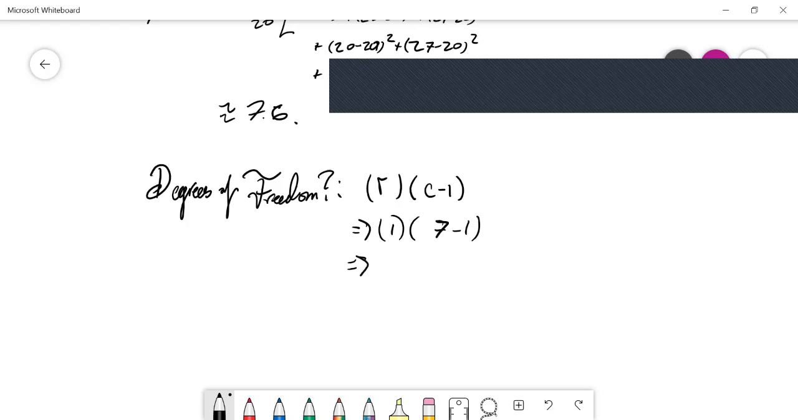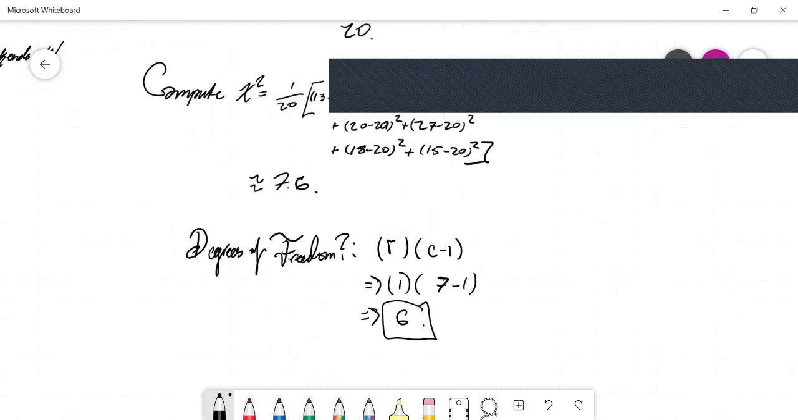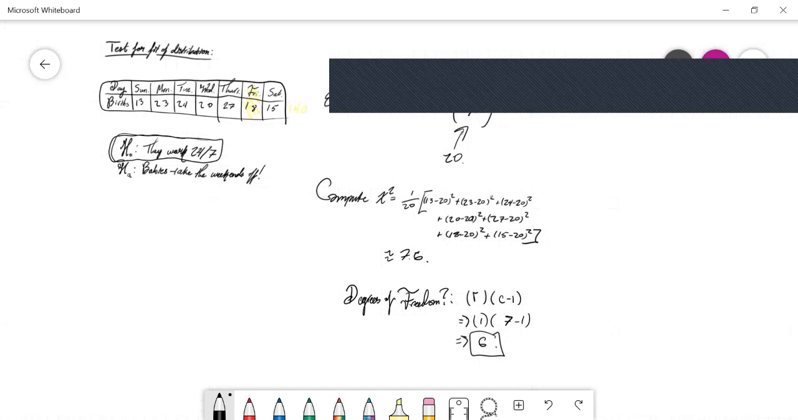So you need the entire row, but you only need one of the columns. So this implies 1 times 7 minus 1 is equal to 6. And you'll find that because of our degrees of freedom with our chi-squared statistic, we should fail to reject the null hypothesis in this case.